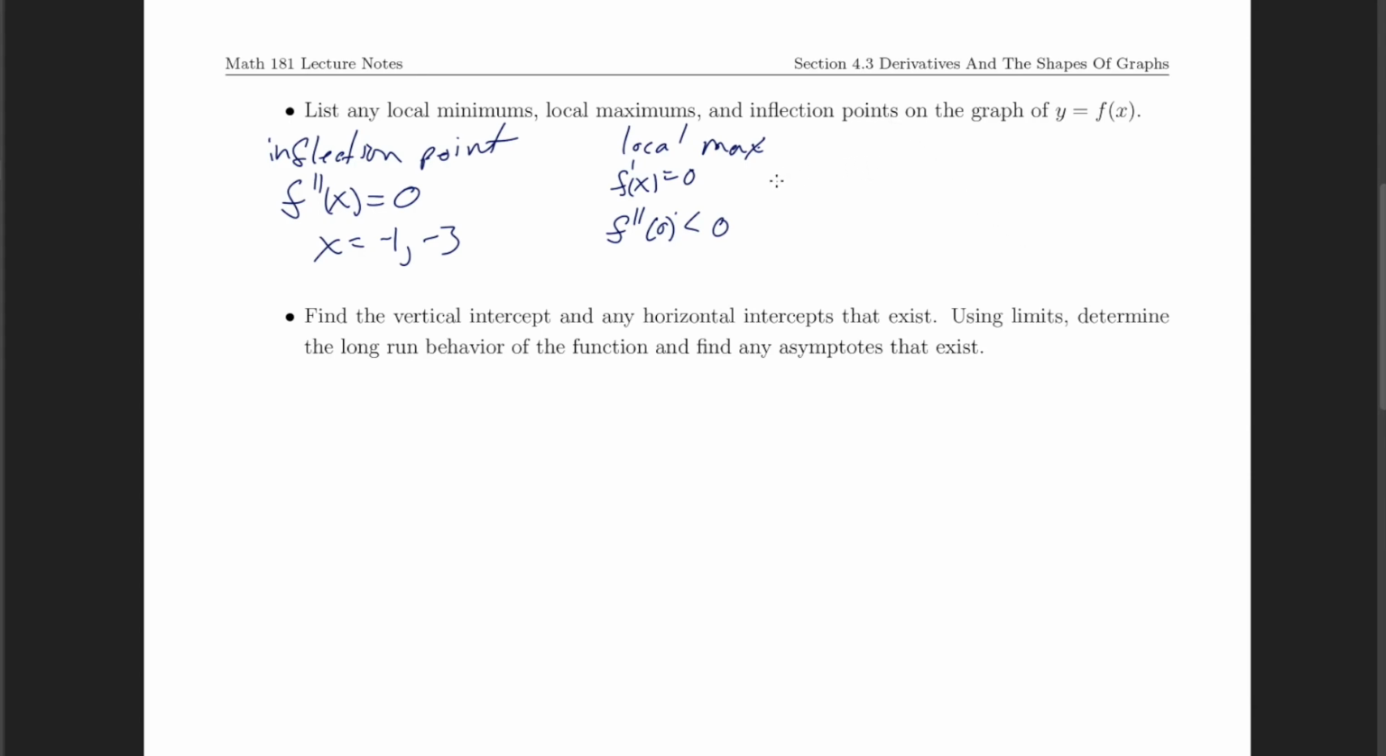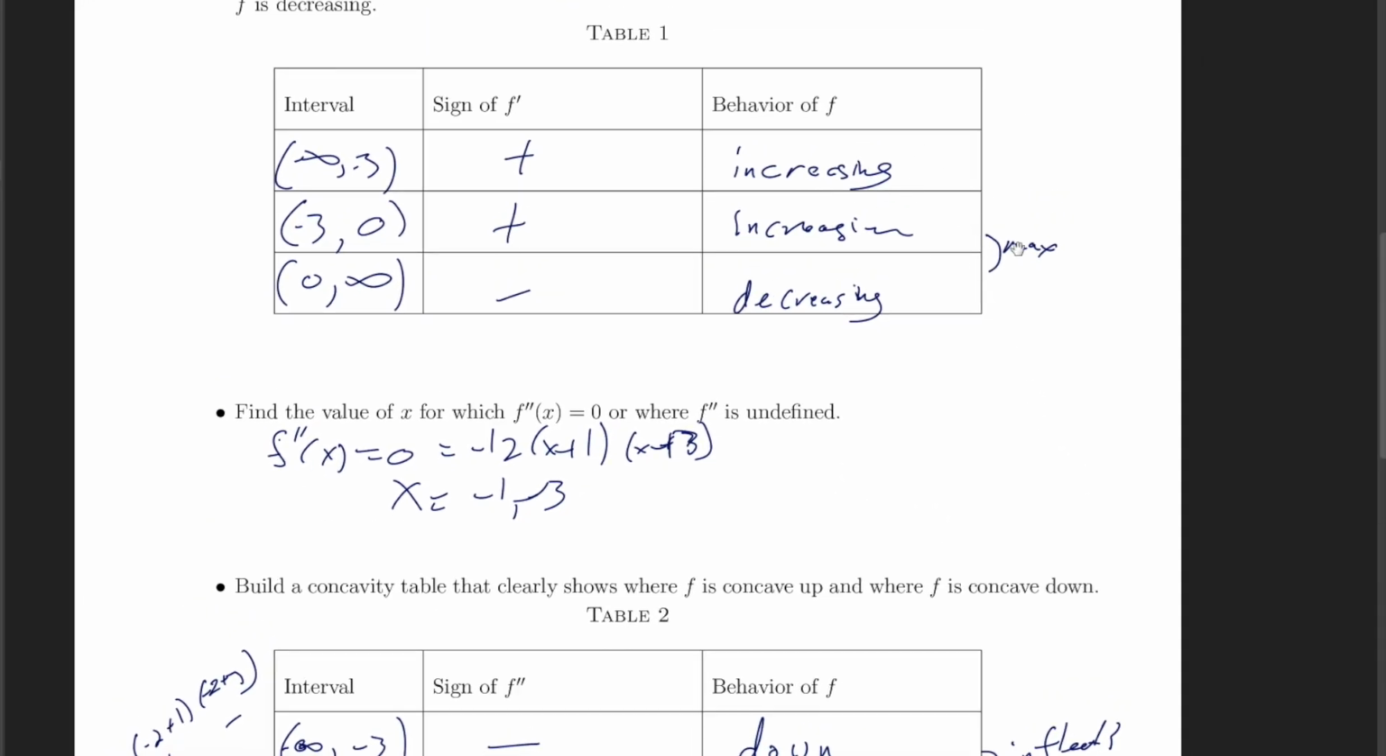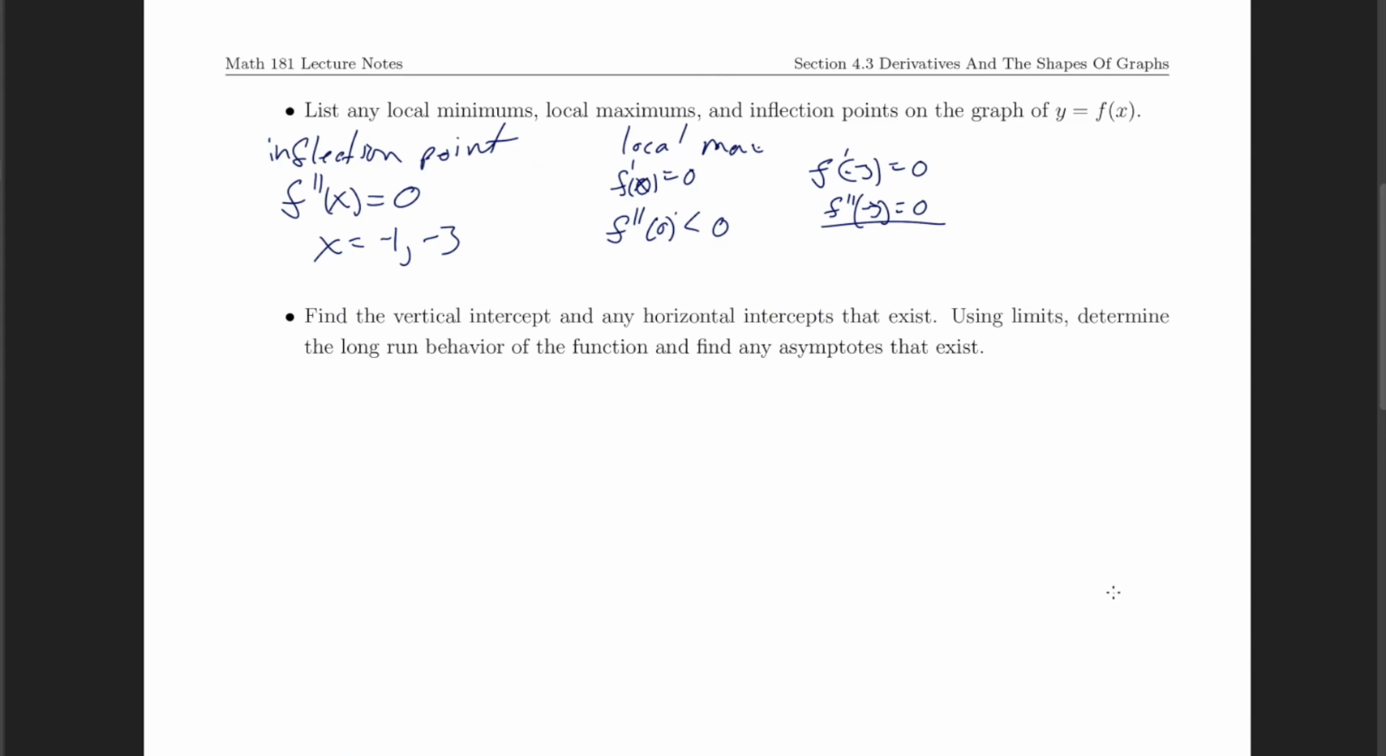Notice at our other point, where f prime of -3 is equal to 0, f double prime of -3 is also 0. And so we cannot conclude anything from this. This is inconclusive, and so we have to rely back on the chart. So making these charts is important. Notice that from -3 it goes from increasing to still increasing, so it's not a local maximum because it hasn't changed sign. Alright, now we're going to want to find all our intercepts here.